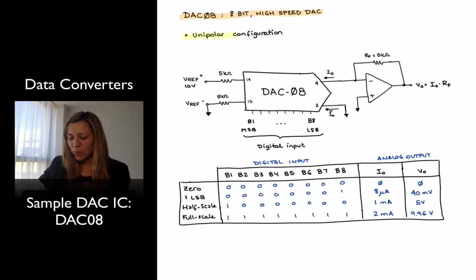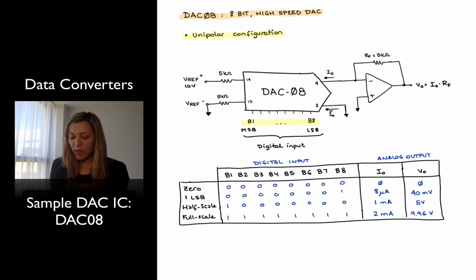We're going to start with the unipolar configuration, where the output voltage goes from 0 towards the full scale range, whereas in the bipolar configuration it will go from minus to plus the full scale range, approximately. So notice that I have my DAC in the middle. I have my digital input, because it is an 8-bit DAC. The digital input is comprised of 8 bits, B1 through B8, where B1 is the MSB, most significant bit, B8 will be the LSB, or least significant bit.